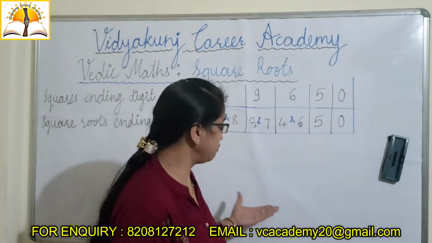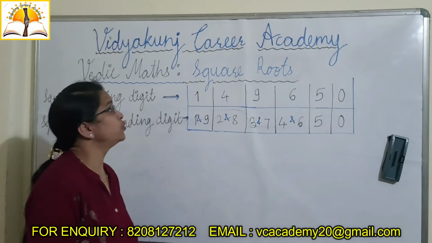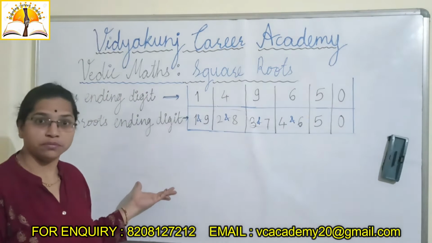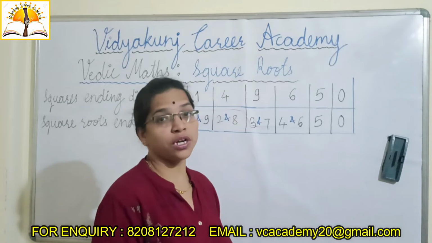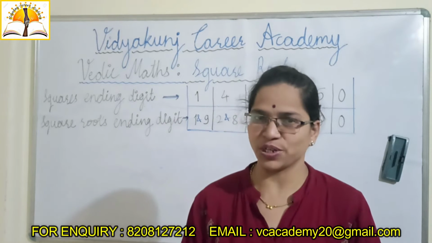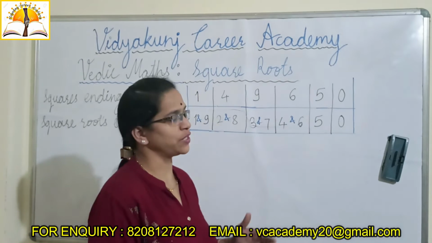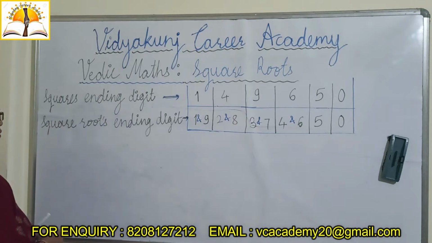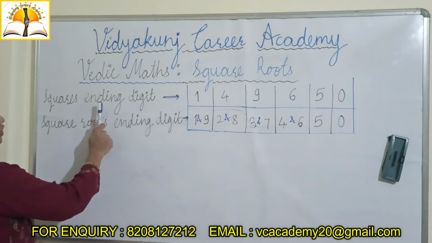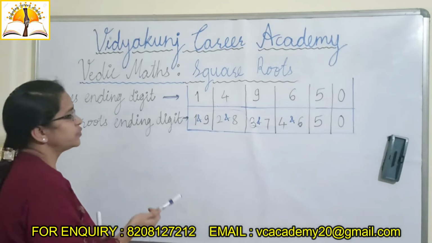In the earlier session, we learned how to make the square of a given number. Now in this session, we are going to learn how to take out the square root. I have written here some information: the squares' ending digits.